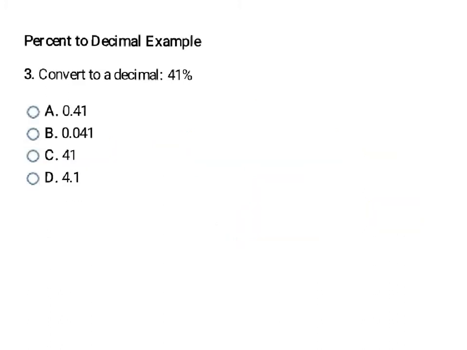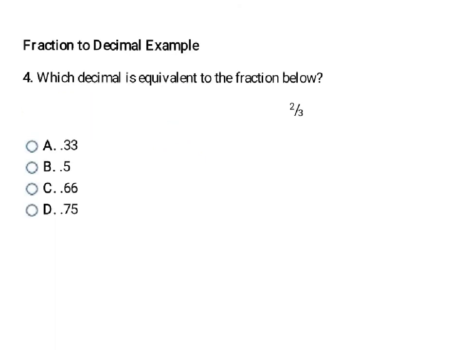This next question is how to convert a percent to a decimal. So for percent to a decimal, I can either divide that number by 100, or I can remember that decimals always appear smaller than the percents. So that means I'm going to have to move the decimal 2 places to make it smaller, which is to the left. And when I move that decimal 2 places to the left, it's going to be 0.41, which is choice A, my final answer.